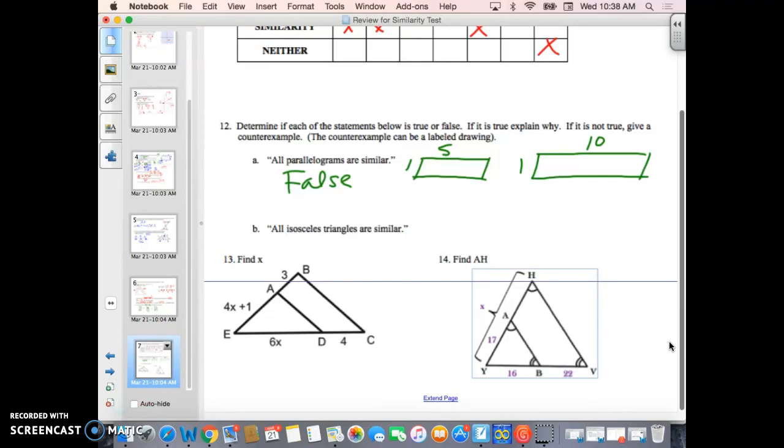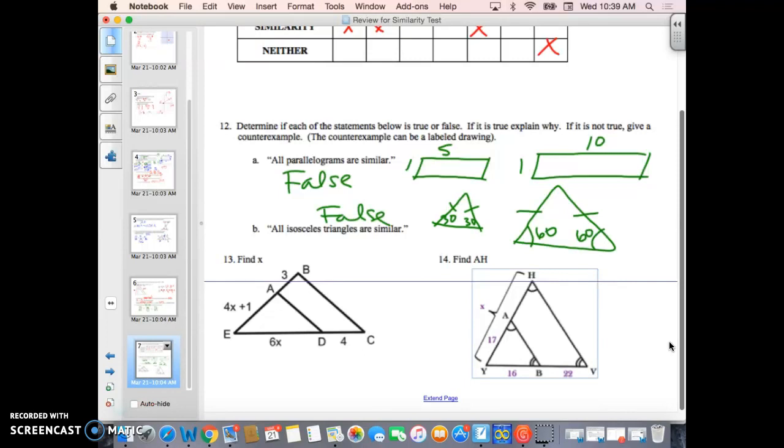Then it says all isosceles triangles are similar. Well, here again, I could have this isosceles triangle where, let's just say these angles are 30. And then I could have a second isosceles triangle where these angles are 60. And because the angles are not the same, this is false. The two angles are congruent to each other, but they're not congruent to the two triangles, if that makes sense.